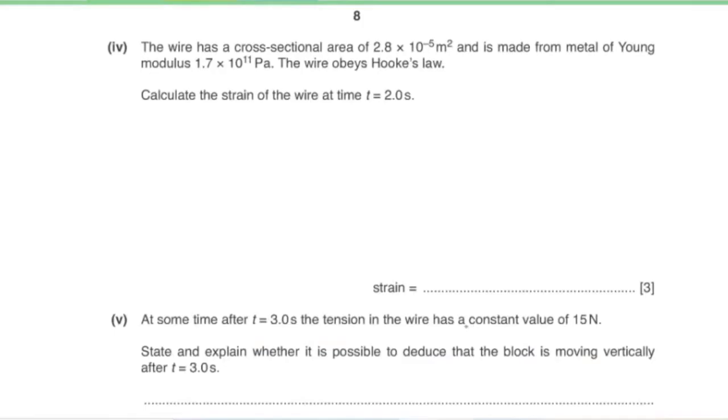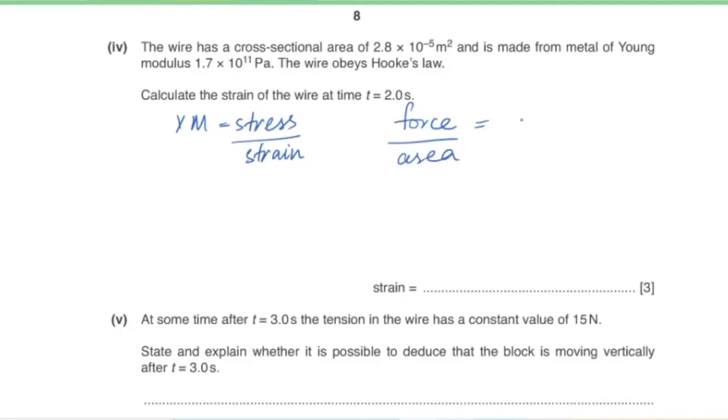Part 4, the wire has a cross-sectional area of 2.8 x 10^-5 meters squared and is made from metal of Young modulus 1.7 x 10^11 pascals. The wire obeys Hooke's law. Calculate the strain of the wire at time t = 2 seconds. So Young modulus is equal to stress over strain. Now stress at t = 2 seconds is going to be force divided by area.